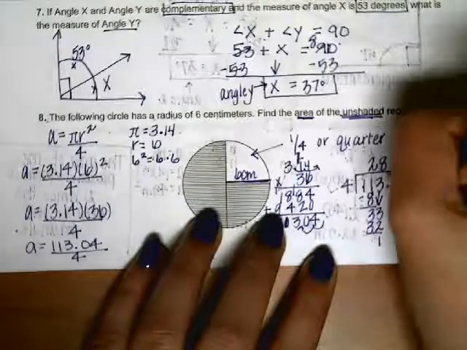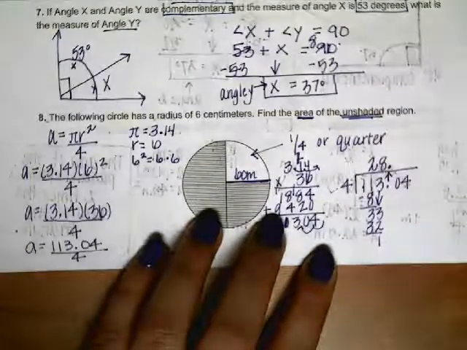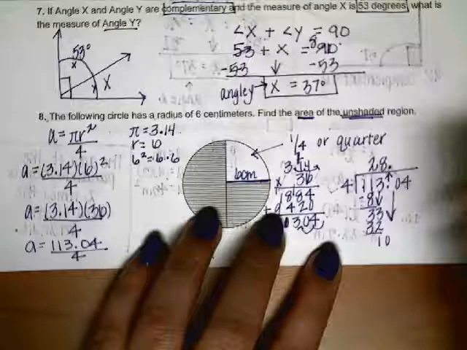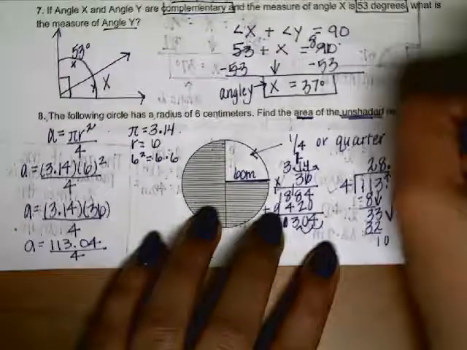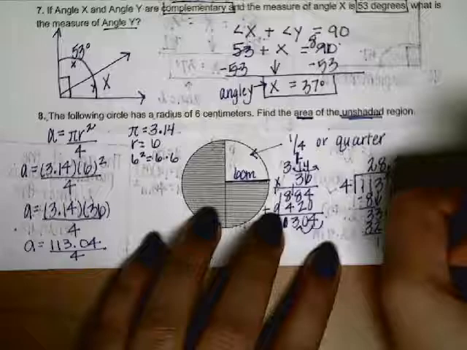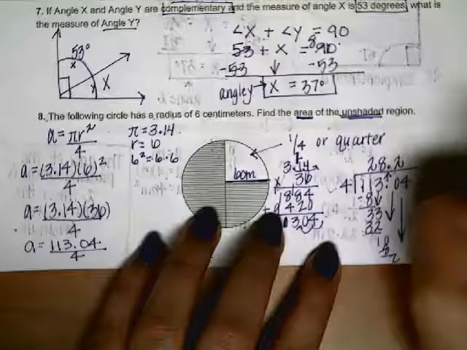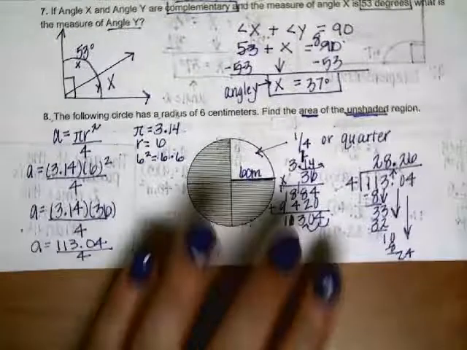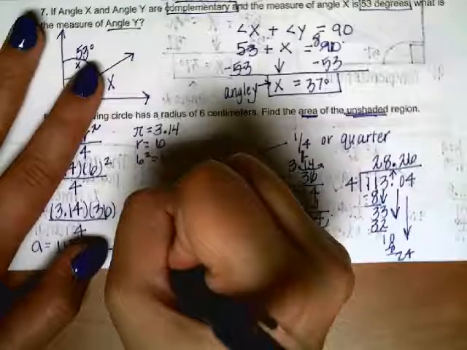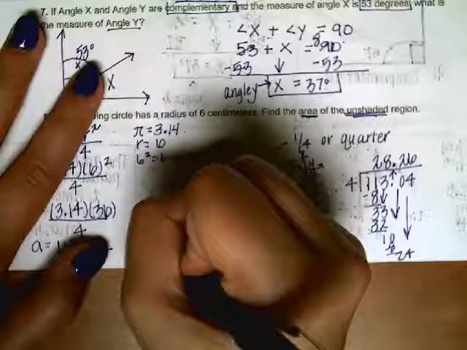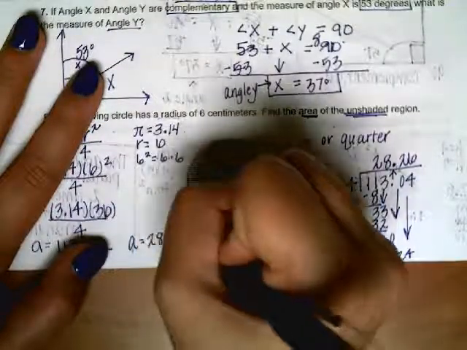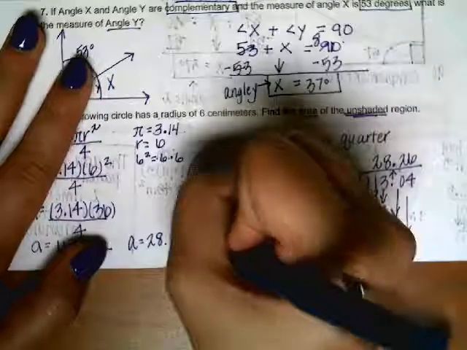We're going to carry our decimal straight up, carry our 0 down. 4 can go into 10 2 times, and 4 can go into 24 6 times. So the area of our quarter circle is 28.26 centimeters squared.